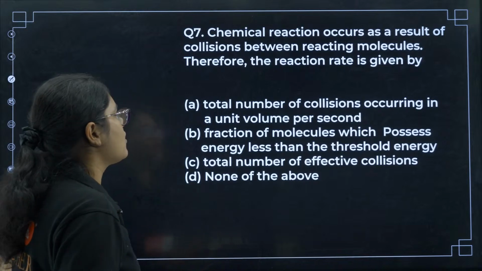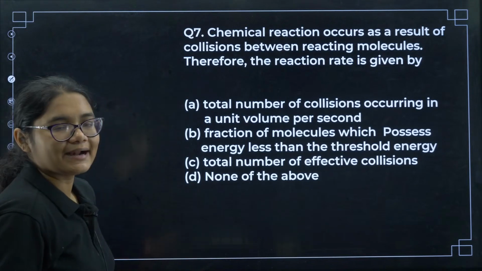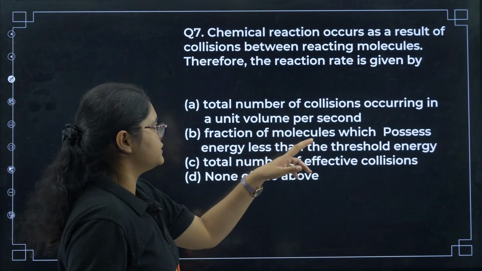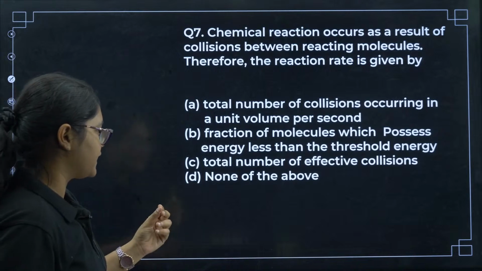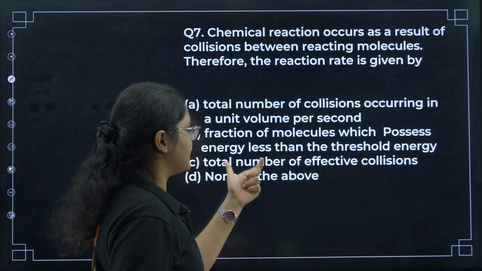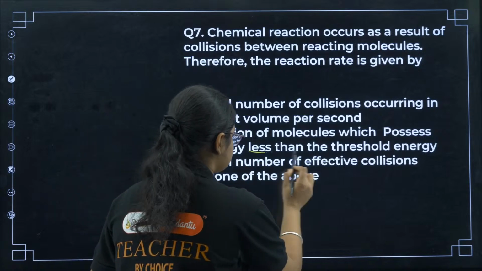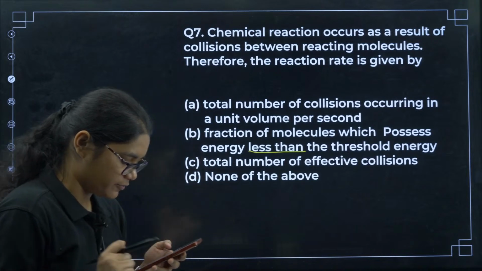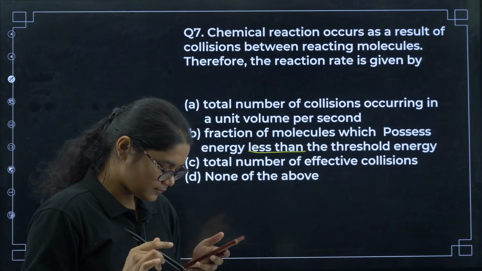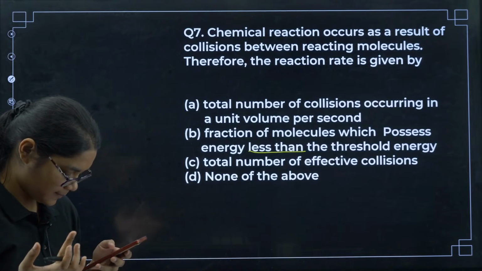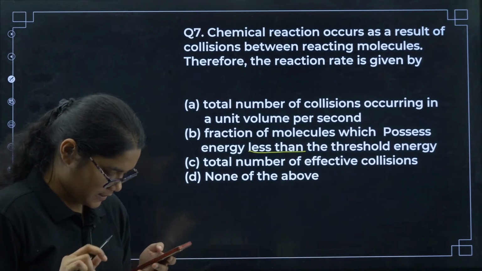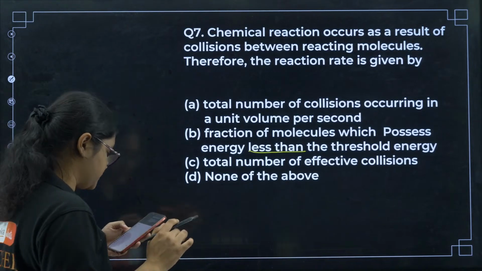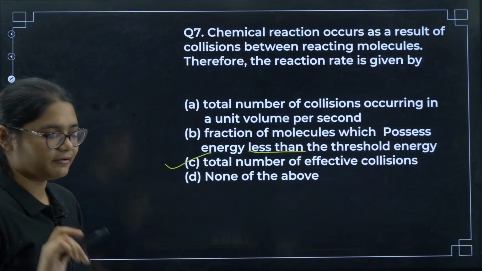Next, chemical reactions occur as a result of collision between the reacting molecules. Therefore, the reaction rate is given by: the total number of collisions occurring in a unit volume per second, fraction of molecules which possess energy less than the threshold energy, total number of effective collisions, or none of the above. Quickly students, this is a very interesting, easy question. Option C, Kaushik, correct answer. Total number of effective collisions.